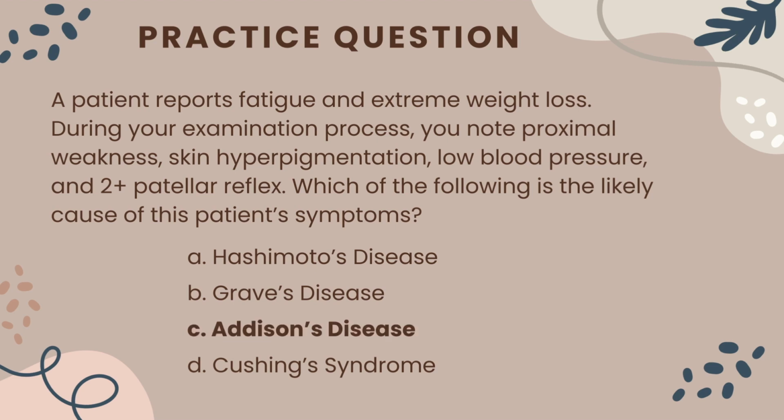Also, Cushing's has high blood pressure, but in our information it says low blood pressure, so that is the reason we can rule out Cushing syndrome. So C is the best answer, Addison's disease.